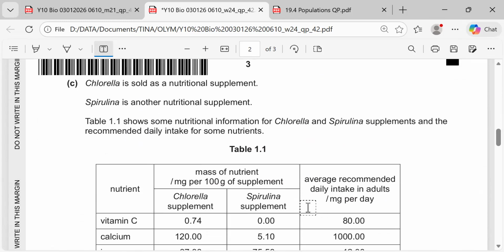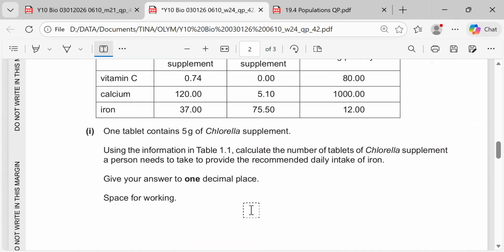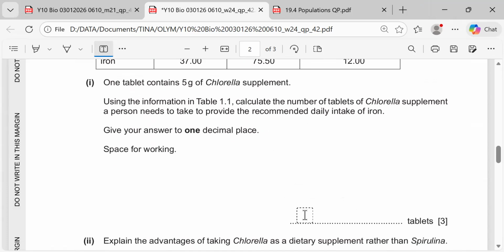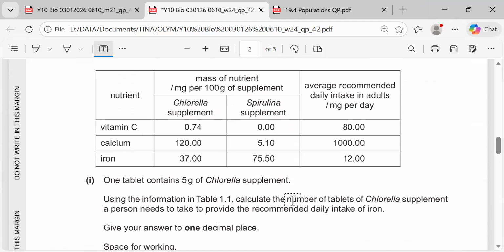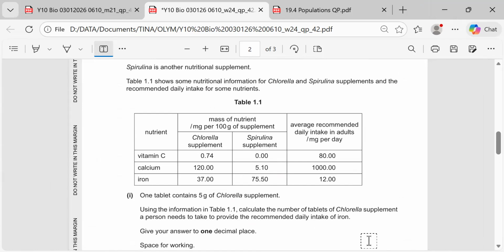Okay, good job. This kind of question, right? How many tablets? 6.5. You get it in the first place. So basically, 2,000 tablets.